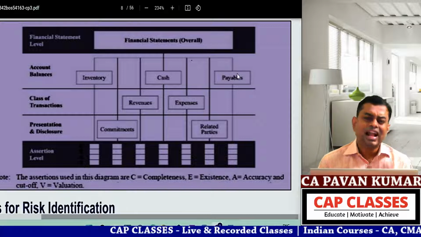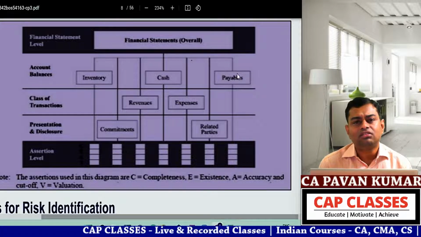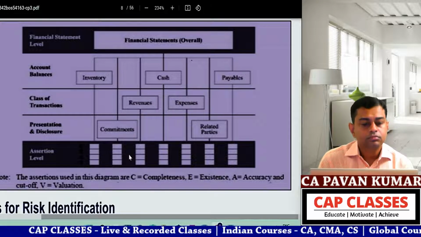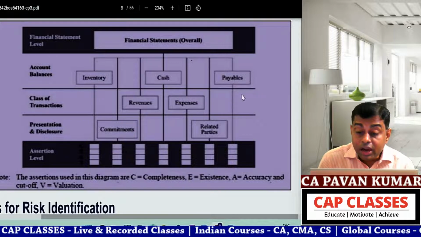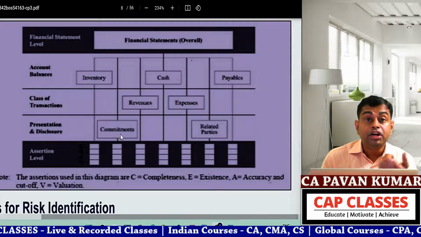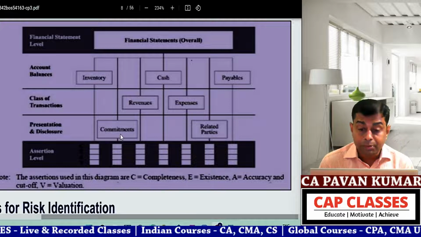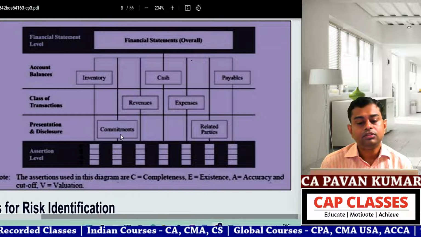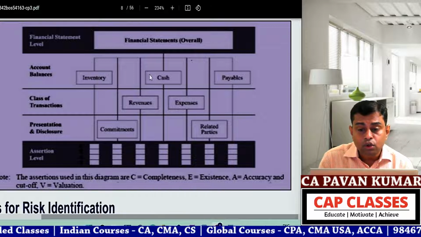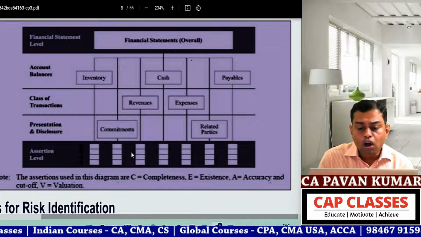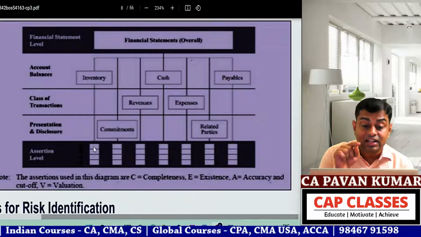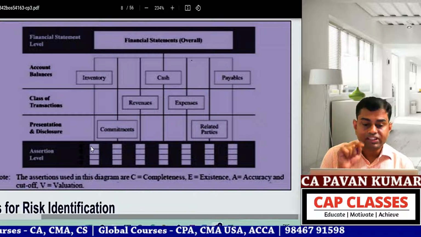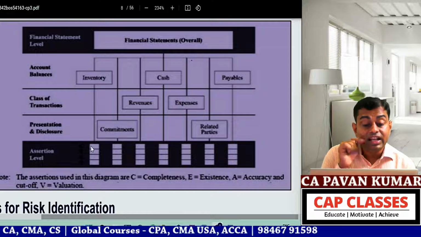Examples. Transactions are only two types of transactions: expenses, revenues. So expense, revenue they have taken. Presentation, disclosure, related party disclosures, commitments you need to disclose. Capital commitments need not be accounted for, but disclosure is required. So now he has taken 1, 2, 3, 4, 5, 6, 7. For all these 7 items, you need to tick CEAV. So whether any risk is there in C, in the first item, whether there is any risk in E, whether there is any risk in A.